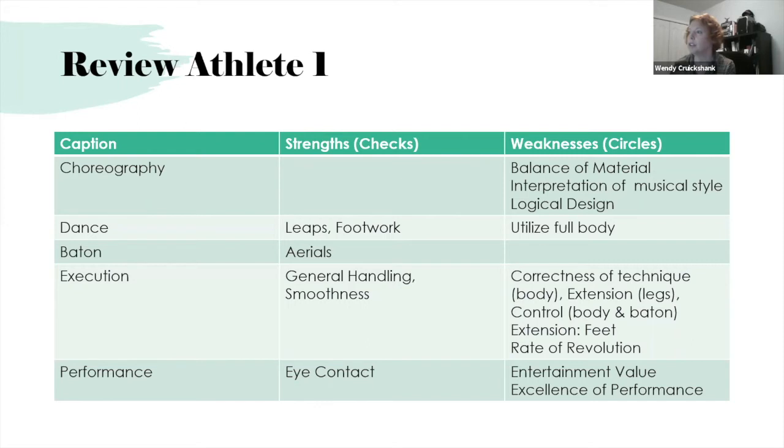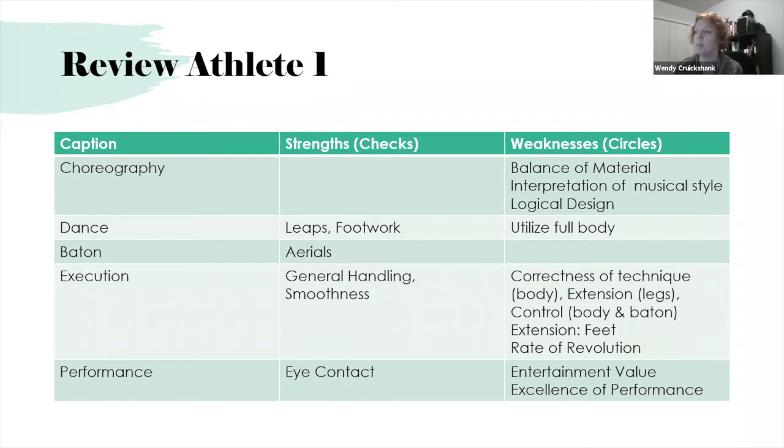Under execution, there was a check mark under general handling and under smoothness. Weaknesses were correctness of technique of body, extension of legs, control of baton and body, extension of her feet specifically, and rate of revolution. The athlete performed a lot of difficulty in her routine, but requires more control of her releases, which led to her drops.